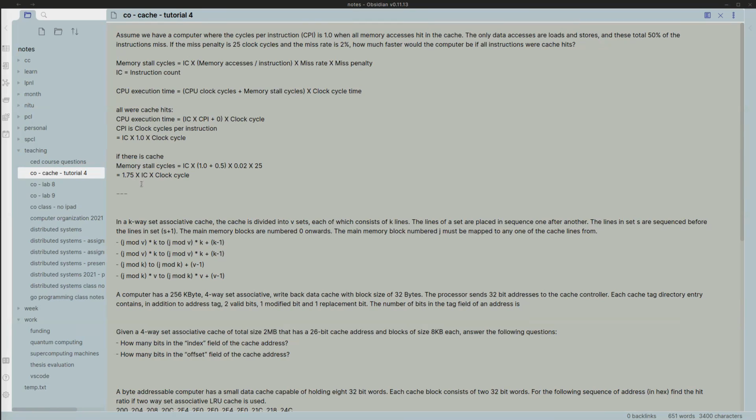Sir, I don't understand the 1 plus 0.5 part. Yeah, so the instruction count, okay. See, now this 1.0 is because I have to figure out how many memory accesses per instruction there are. So for a given instruction, let's say there are 100 instructions, all are arithmetic instructions. How many memory accesses will you do?